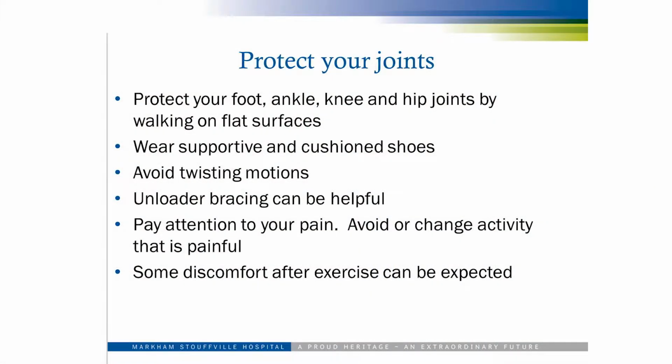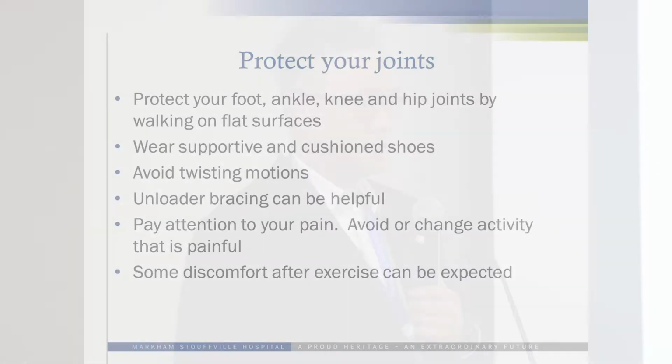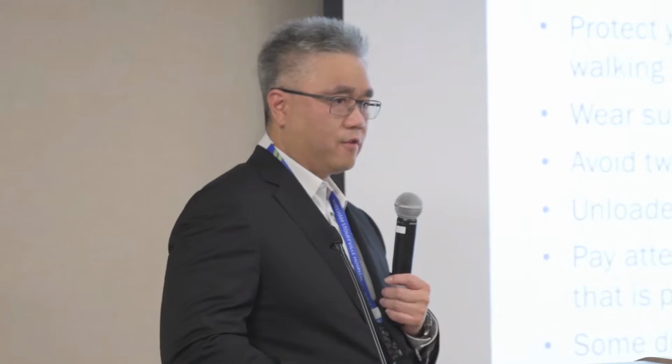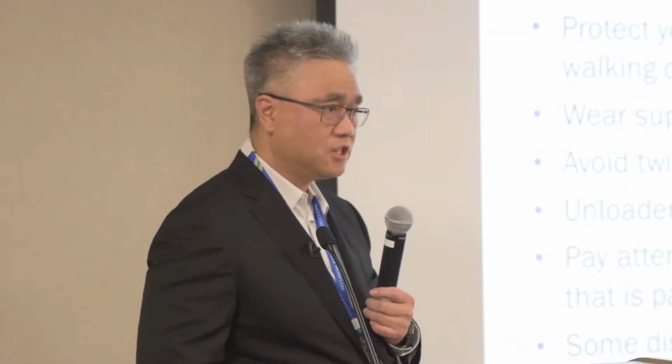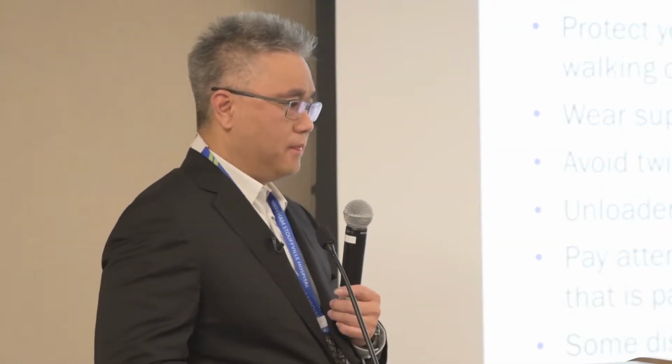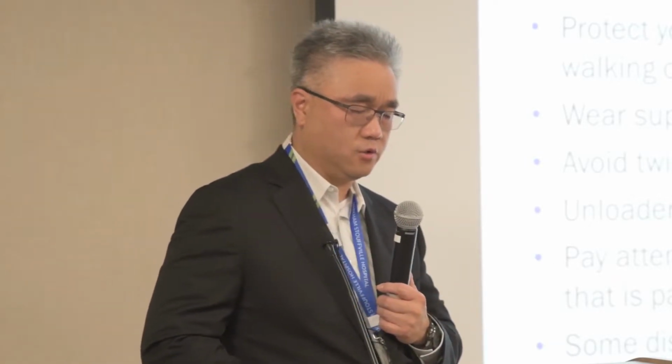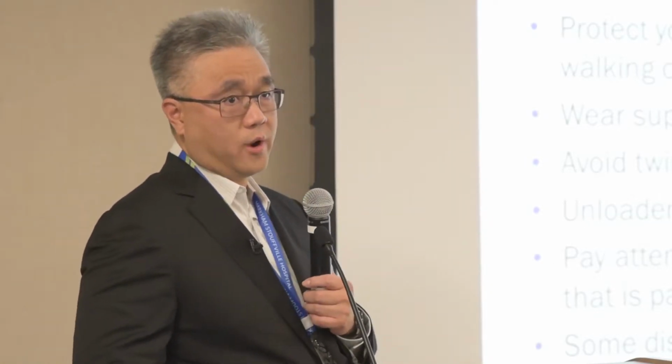You also want to protect your joints, particularly if you have a lower extremity type of arthritis, like hip, knee, ankle, foot arthritis. You want to do your activities on a level surface. You want to wear good footwear that's cushioned and supportive. You want to avoid planting and twisting motions. You can also, as Dr. McMahon indicated earlier, use unloader bracing. These are braces that are generally custom made, and they shift weight from the bad part of the knee onto the good part of the knee, so it changes the angle of your knee. But you have to select your patients very carefully for them to work. The other downside is they're actually quite expensive to get.